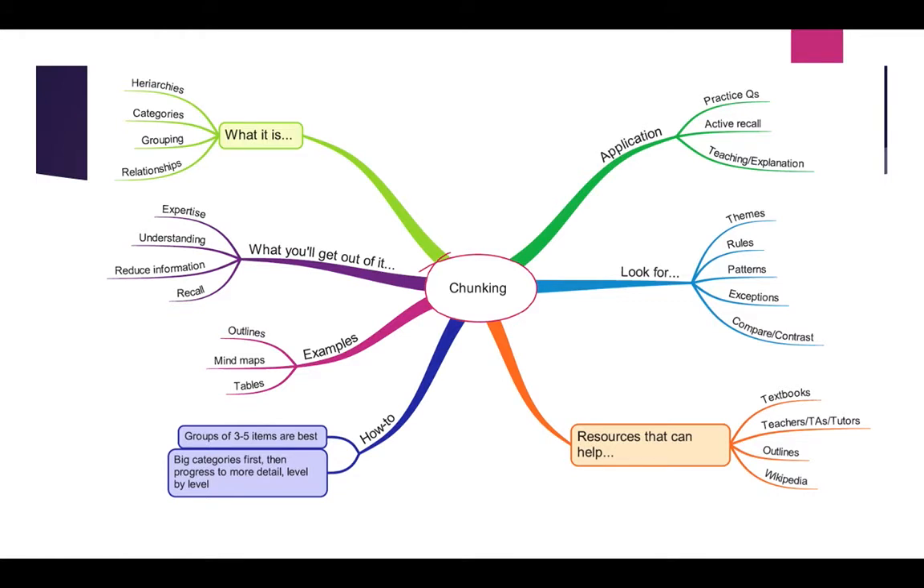This is called a mind map, but you can also do concept maps that are more bubbles and connecting terms. But however you do it, it is important to chunk, which is organizing and grouping things together. This is just one example, this mind map, of how you can express that chunking, but it doesn't have to be a mind map, and we'll talk about that.